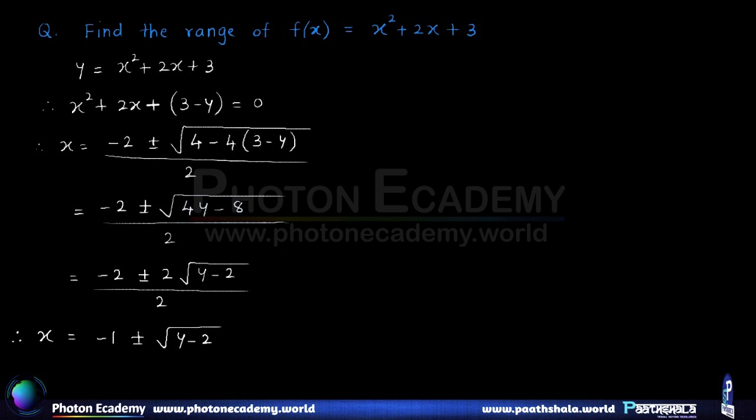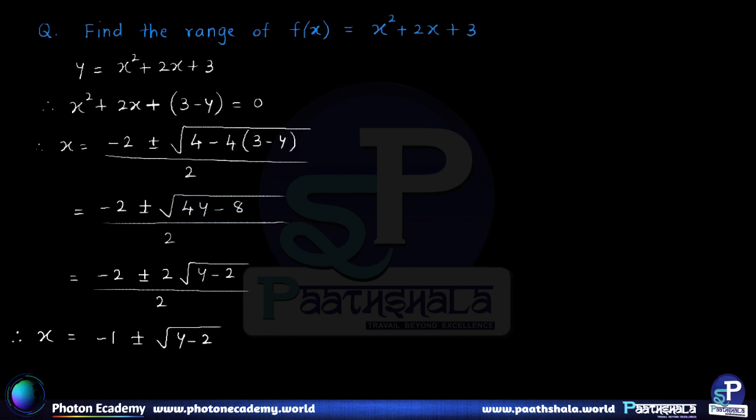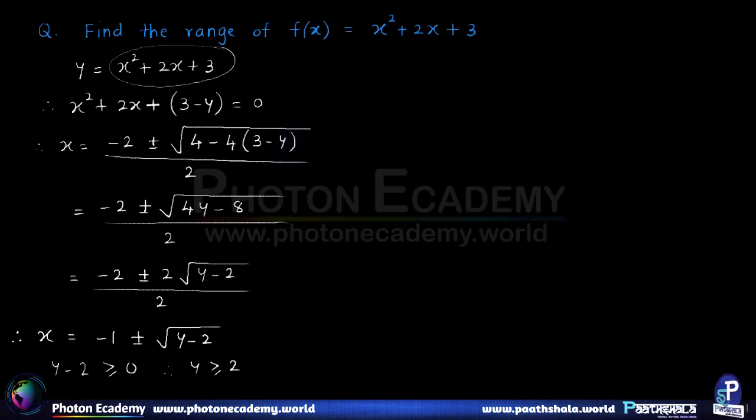Now if you observe, to have some meaningful value of x on the left hand side, we must have the expression inside the square root to be non-negative. That means we must have y minus 2 greater than or equal to 0. That means y must be greater than or equal to 2. And y is nothing but the value of the given expression, which is nothing but the range. So the range is the interval from 2 to positive infinity, including 2, right? So that is the range of the given function.